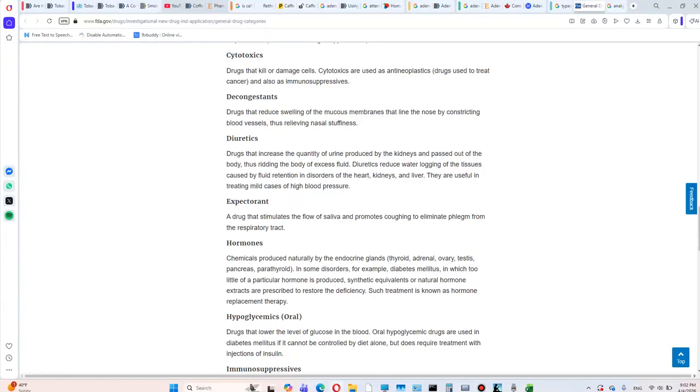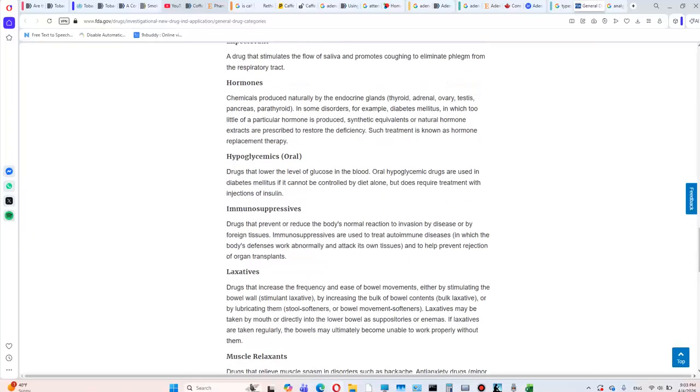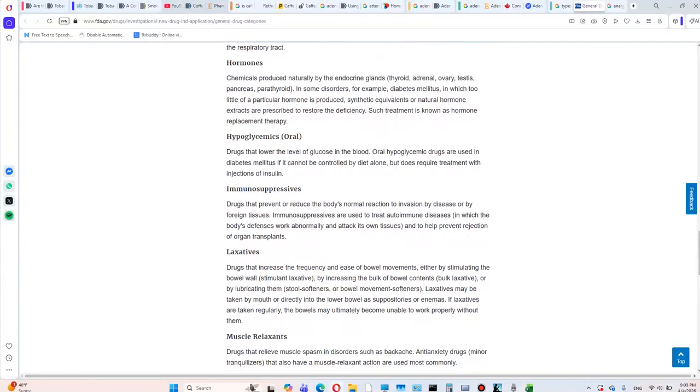Expectorant, a drug that stimulates the flow of saliva and promotes coughing to eliminate phlegm from the respiratory tract. Hormones, chemicals produced naturally by the endocrine glands: thyroid, adrenal, ovary, testes, pancreas, parathyroid.